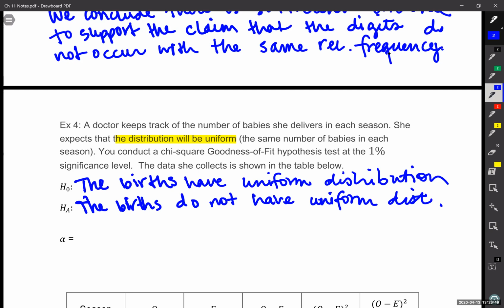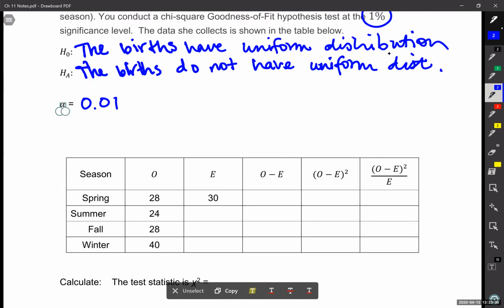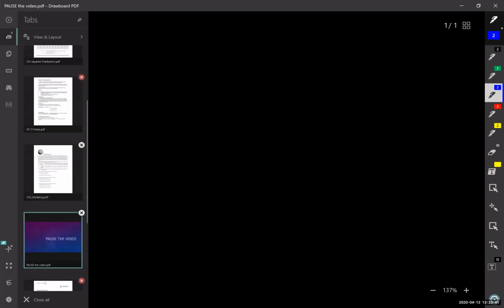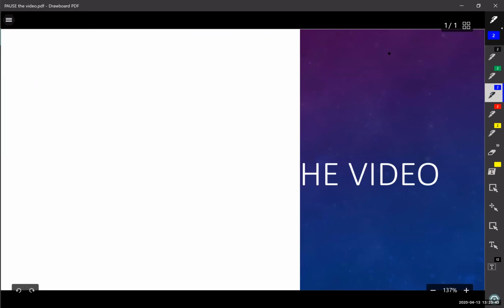Then this time we have a different alpha. We were given alpha is 1%, so 0.01 significance level. Okay, this is a much smaller one. So fill out this whole table, and then when you are done, come back and I will have the table filled out as well.